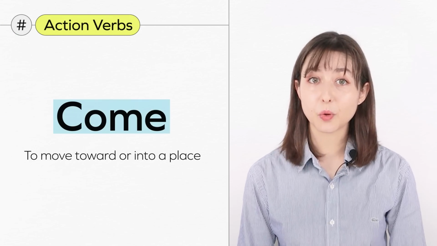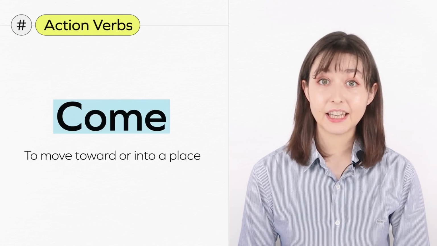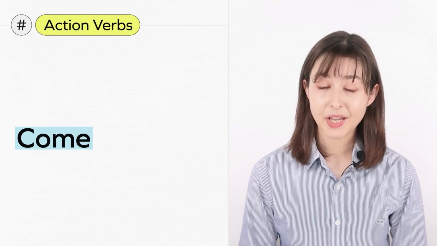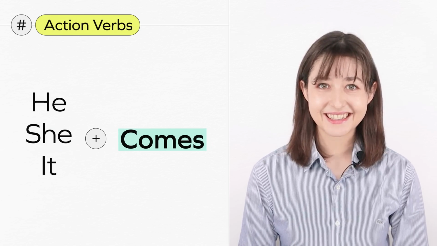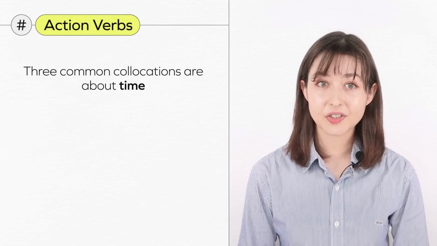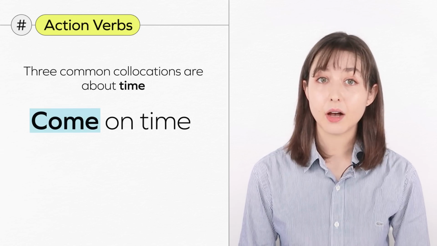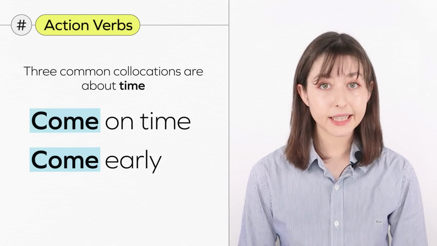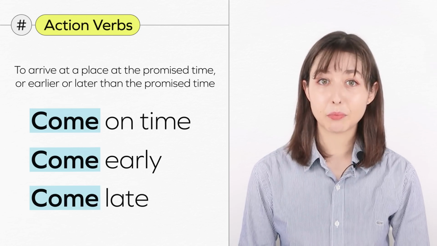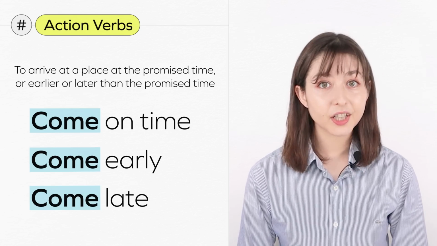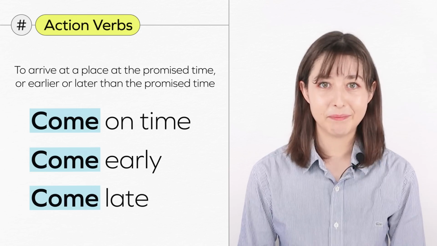Come means to move toward or into a place. It also means to happen. Come becomes comes with he, she, or it. 3 common collocations are about time. Come on time, come early, and come late. This means to arrive at a place at the promised time or earlier or later than the promised time.